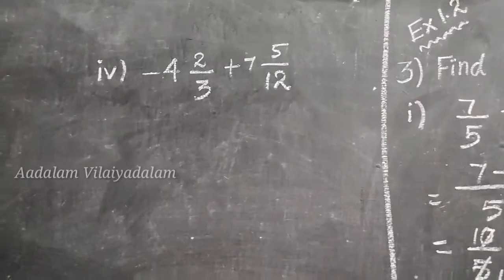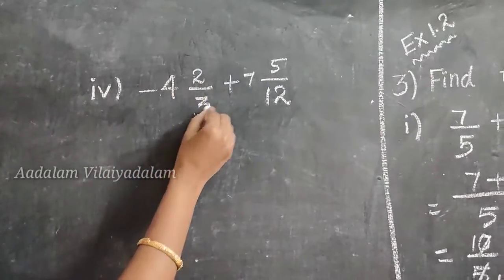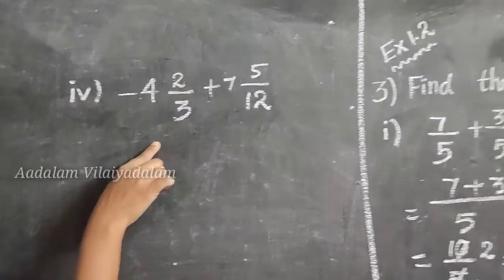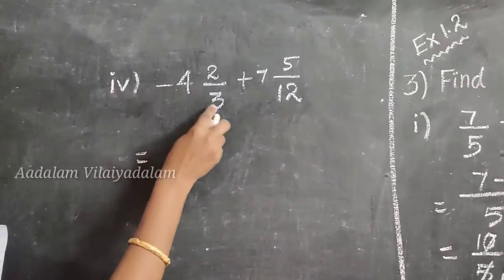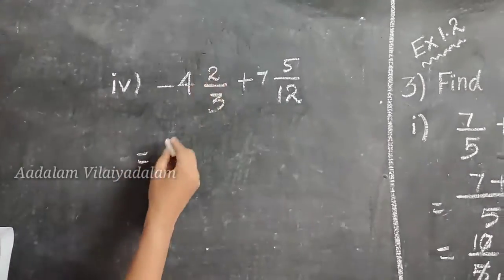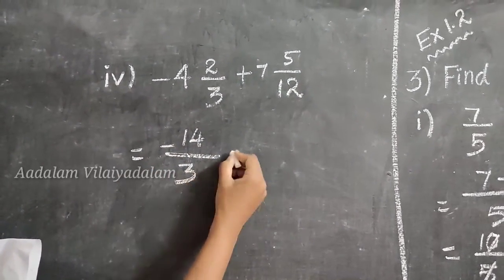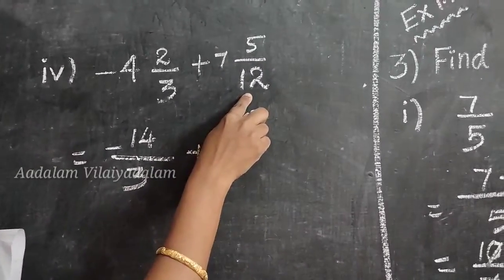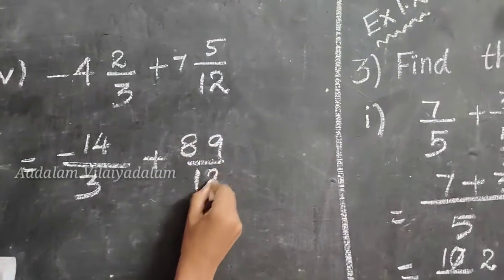So third question, fourth subdivision: minus 4, 2 divided by 3 plus 7, 5 divided by 2. So these are mixed fractions only. We have to convert them to improper fractions. So 4 threes are 12, 12 plus 2, 14. So minus 14 divided by 3. So here also convert to a fraction: 7 twos are 14 plus 5, 19 divided by 2.